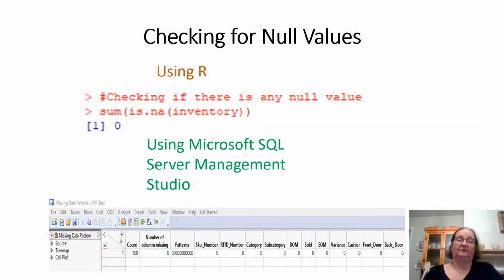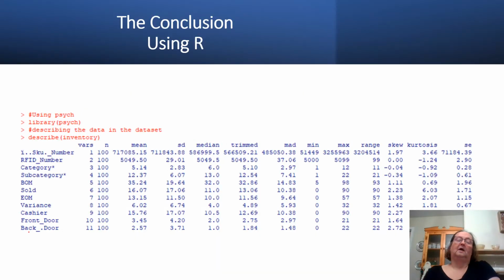Checking for null values. In the data dictionary, we said that there could not be any null values. So before we can begin analyzing the data, we must ensure that that is true. Using both R and Microsoft SQL Server Management Studio, you can see that there are no null values in this data set. Now that we have ensured that the data is correct and in the right format, we're going to use R and look at the data itself.